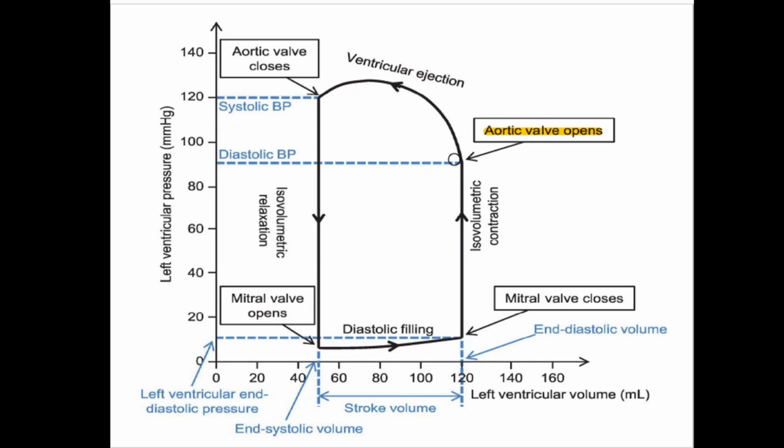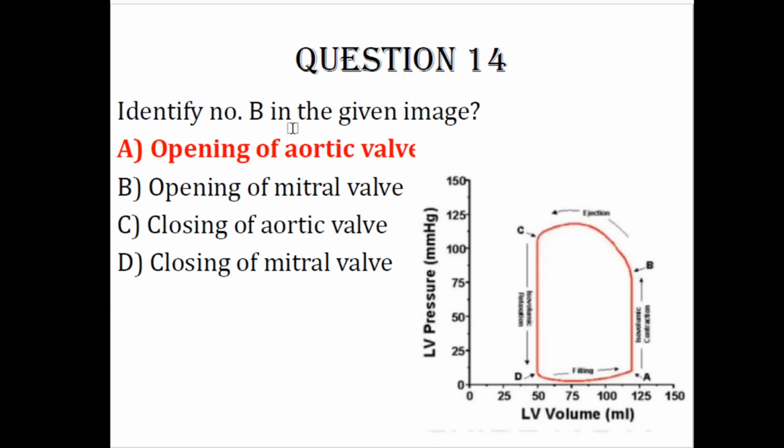So what is B here? B is aortic valve opening, and as the aortic valve opens, there will be ventricular ejection, and the blood will go from the ventricle to the aorta, and eventually the aortic pressure will increase and become more than the ventricles, and that's when the aortic valve closes. Then isovolumetric relaxation happens, and as soon as the pressure of the ventricle drops below the atrium, the mitral valve will open. So what will be the answer of this question? It will be aortic valve opening. To identify the number B in the given image, the answer is opening of the aortic valve.